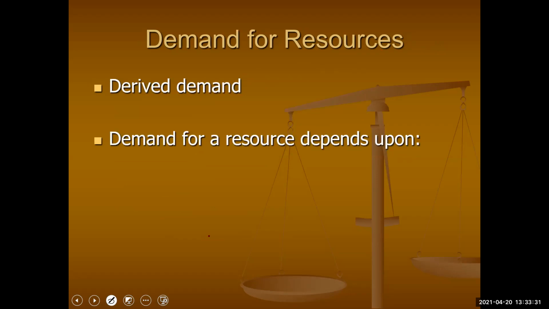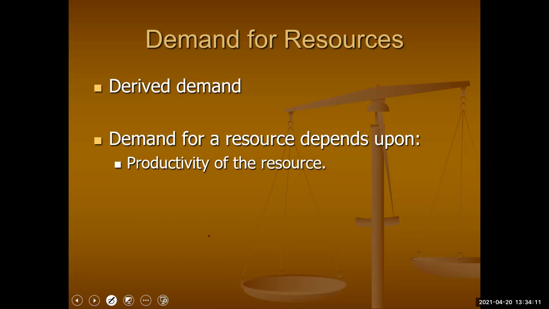Now, the first thing to realize is that the demand for resources is what we call a derived demand. And by that, I mean, nobody in this room has ever bought a ton of steel, okay? Yet we all have a need for a ton of steel. It's called a car. So the reason why we have a demand for resources is because we demand the good. We don't demand a ton of steel, but we demand what a ton of steel can do for us in the form of, in this case, a car.